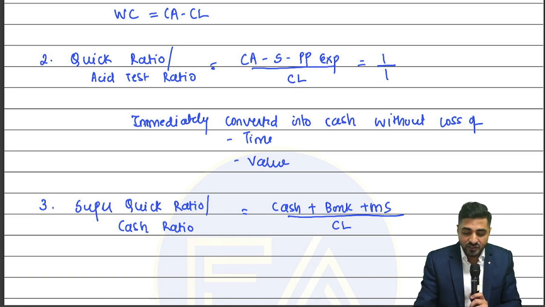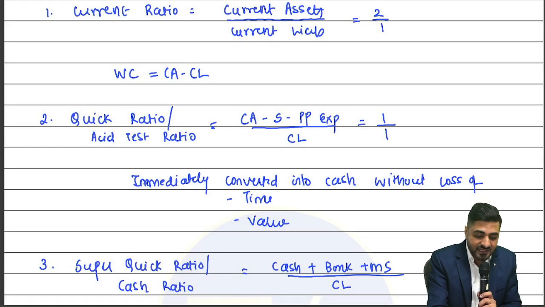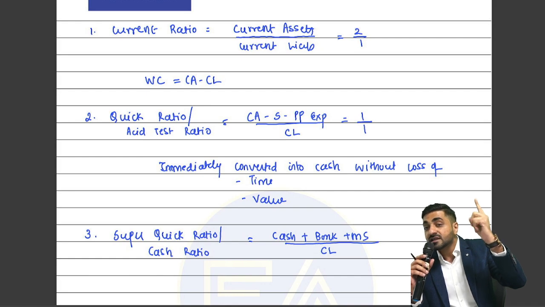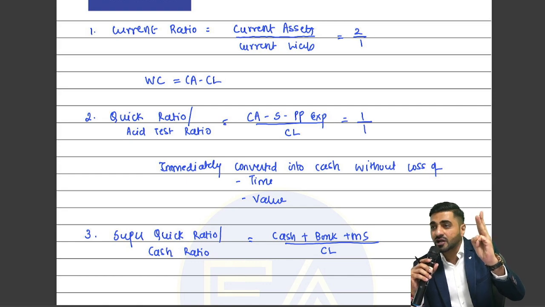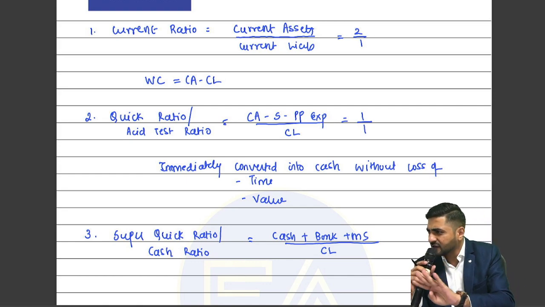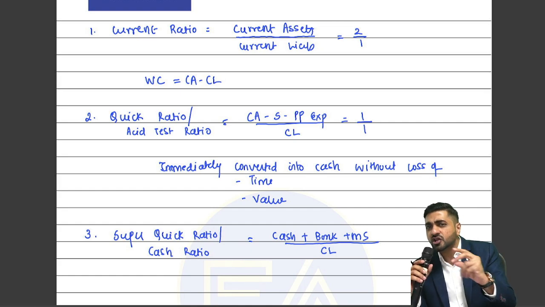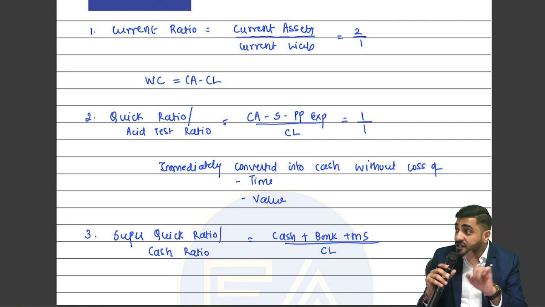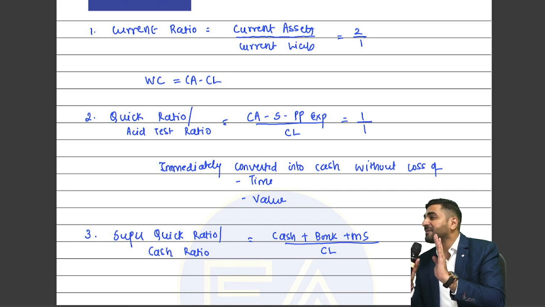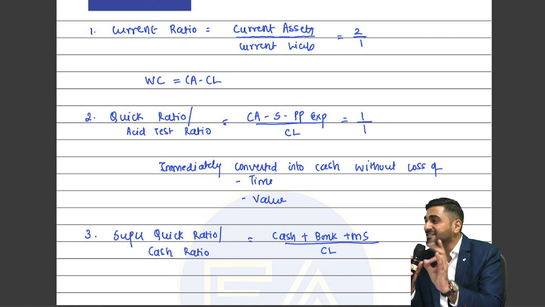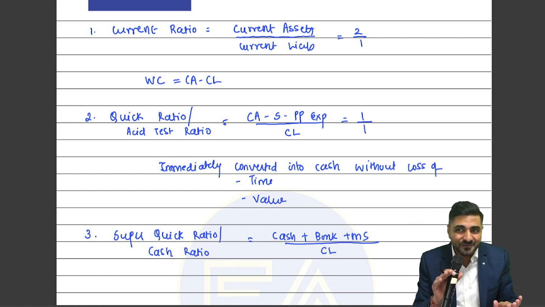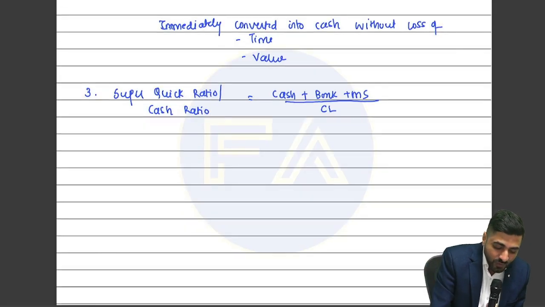So first of all, are you all okay with the first three sets of ratios? The first one is what? Second one? Third one? Super quick ratio, also known as your cash ratio. Okay, first three ratios clear. Should all these three ratios be lower the better, or higher the better? Higher the better. But if it is too high, it leads to what? Inefficiency in utilization of funds. Extremely clear.